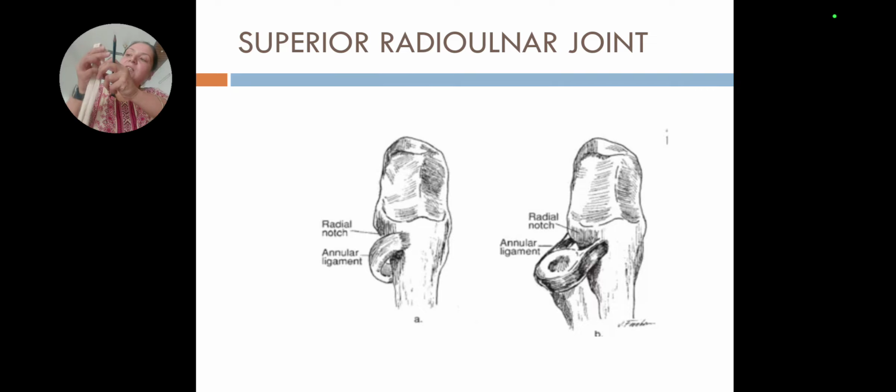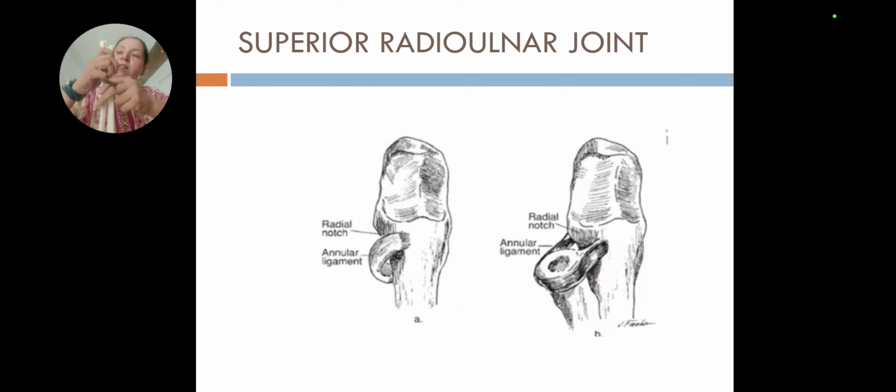Basically, this is the articular surface. You can see it is the radial notch on the ulna and the convex surface or the head of the radius. They are the articular surface of the superior radio-ulnar joint. So you can see how it is moving. Now to secure this position, there is an annular ligament. It is basically a ring-like structure which is holding this joint.